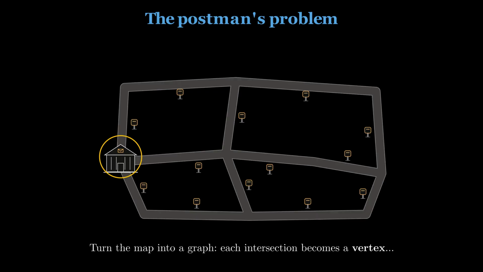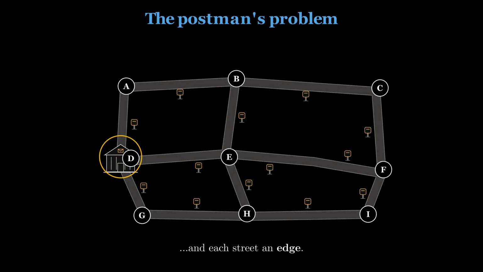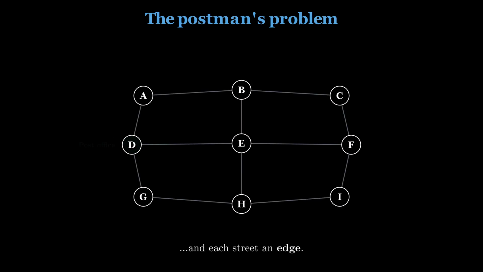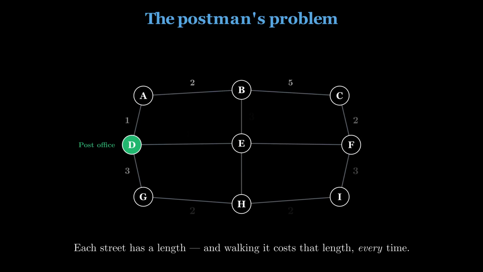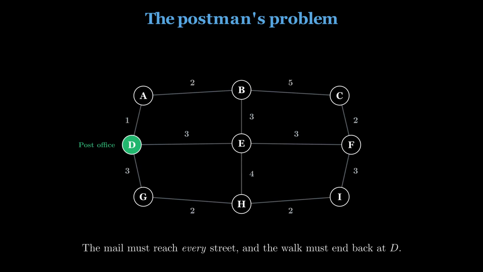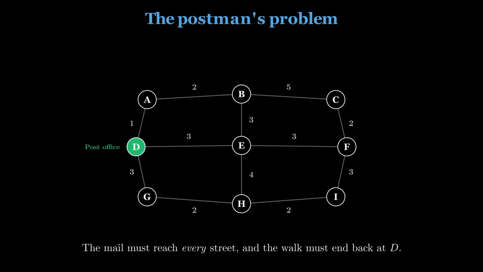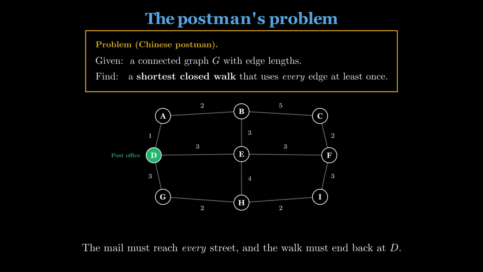As always, we first turn the map into a graph. Each intersection becomes a vertex, and each street becomes an edge. The post office sits at vertex D. Every street also carries a length. Walking a street costs its length every time we walk it. So the task is, find a shortest closed walk that uses every edge at least once.